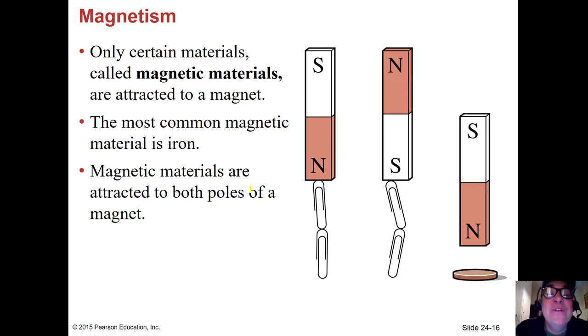Only certain materials are magnetic. One of the most common is iron. And maybe you even have some of these magnets on your refrigerator. They're not quite bar magnets, but it's the same idea as a bar magnet.